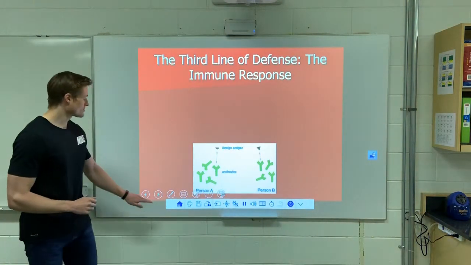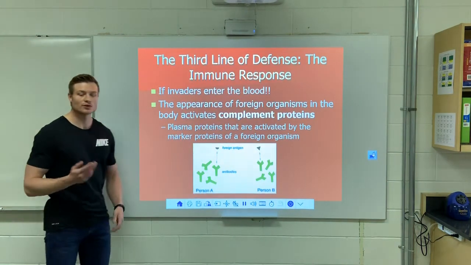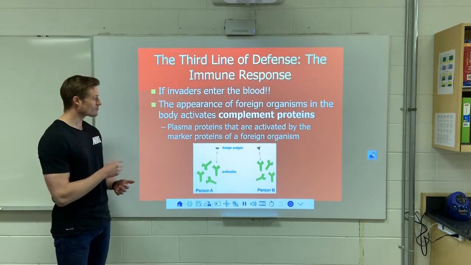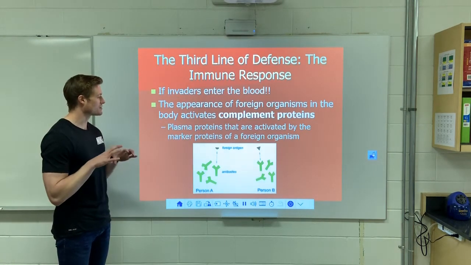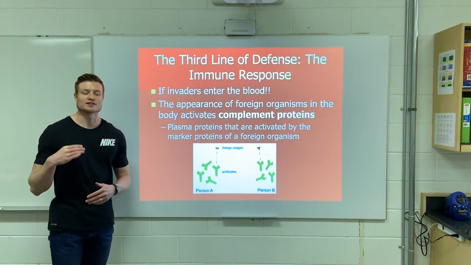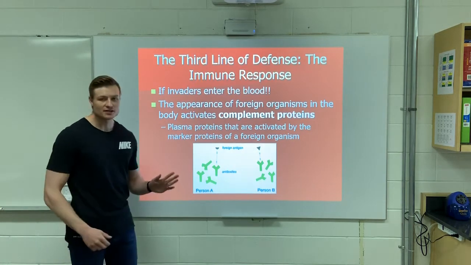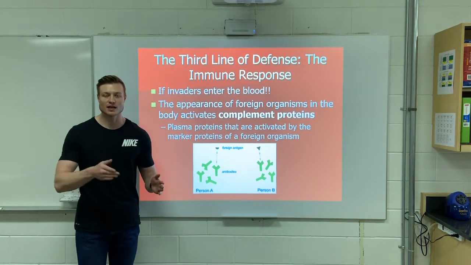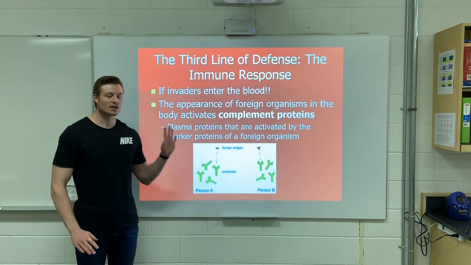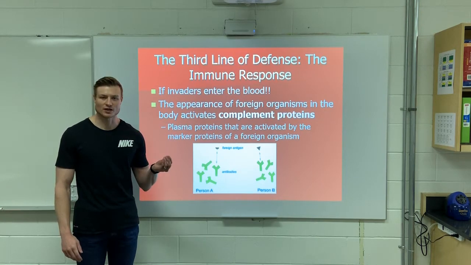So, in terms of your third line of defense, if the invader gets into your blood, not only will you have your second line of defense, we're going to move to our third line of defense as well. Foreign organisms have special markers on them. A foreign marker we would refer to as a foreign antigen, right? Just like your blood cells have antigens which tell if it's A, B, or O. O, remember, doesn't have any markers. Invaders have markers on their outer walls as well, right?